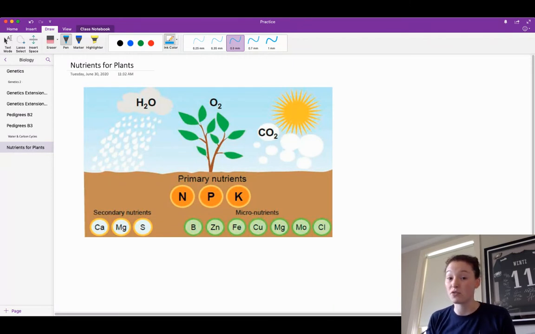And some actually overlap with humans in terms of what's a macronutrient for plants and humans versus what's a micronutrient for plants and humans, and some are different. So I'm going to just quickly go through a couple of these.